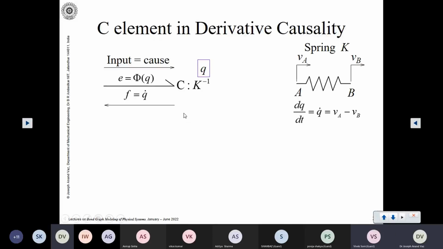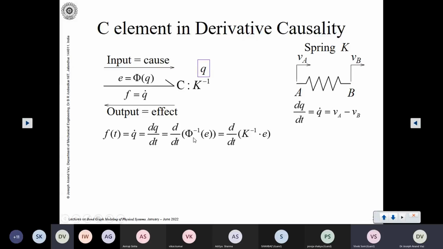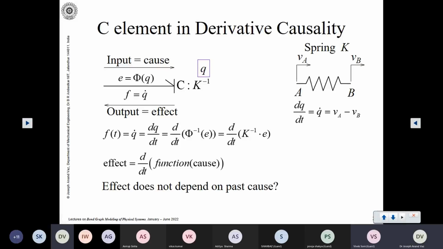But then after that, it has to produce an output effect, which is the derivative of the state. Again, the same problem as we had in the I element. Derivative does not take into account the past history of the cause. And so you will see that it cannot take into consideration past history. And so this is not the natural causality for the C element. When the causal stroke comes here, that means there is a violation of the C element. There is some problem with the C element. It should not come like this over here.